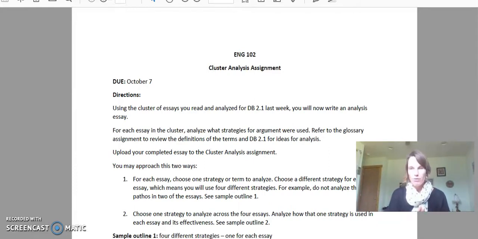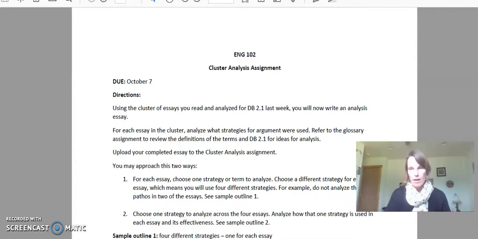I do want to give just 3 tips as you write this analysis assignment, and these tips are based on the weaknesses I saw in last week's discussion post. So very specifically looking at last week's discussion post, here are the 3 problems I saw that I want to make sure you're not repeating in this week's analysis assignment.